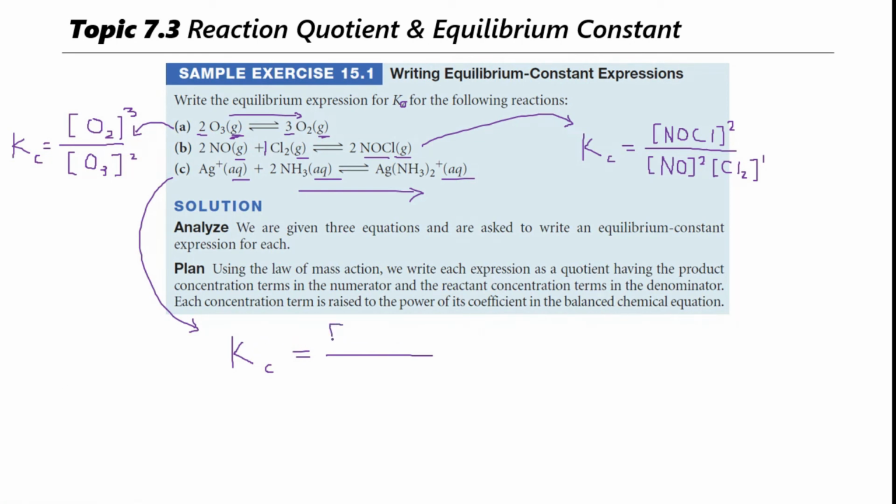I've got my concentration of Ag(NH3)2 plus in brackets, coefficient of 1, so to the first power, over my Ag plus in brackets, and then times the concentration of my NH3. Its coefficient is 2, so it's to the power of 2.